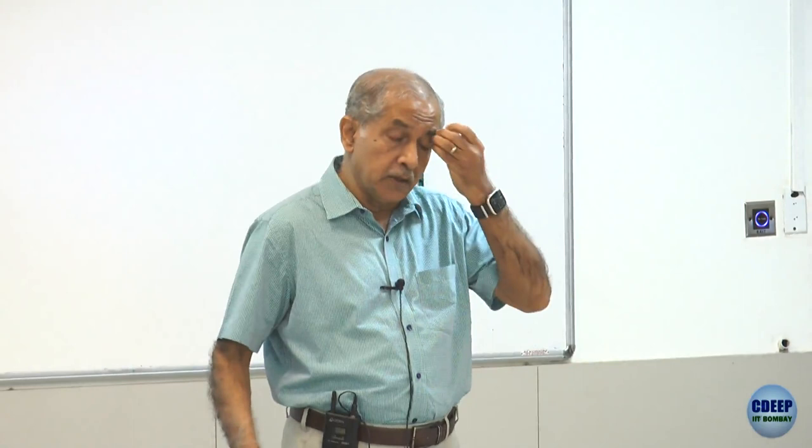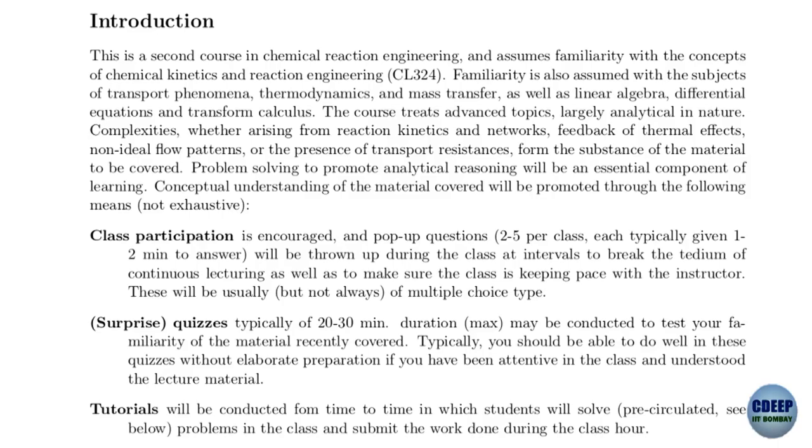But you can have concentration nonlinearities, and it has been shown in several papers that the nonlinearity has to be of a certain kind for it to cause these kinds of weird behavior, right? So these are some of the causes for complexities to arise. And also complexities can arise because of non-ideal flow patterns. Again, you've had some introduction to the theory of residence time distributions and so on. Or it can be due to the presence of transport resistances.